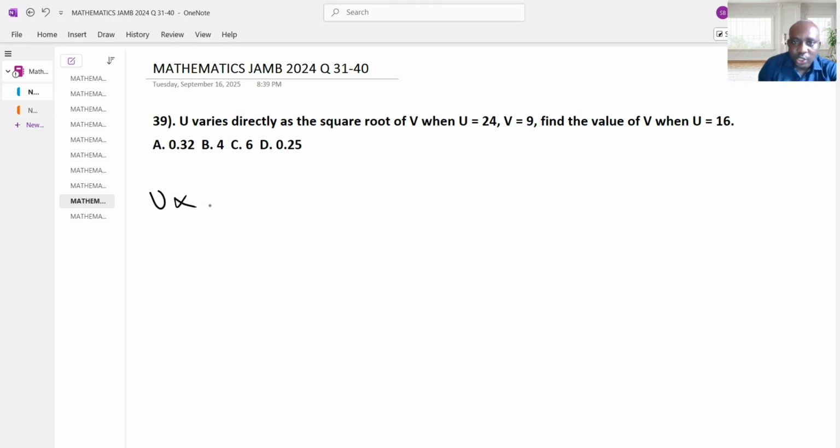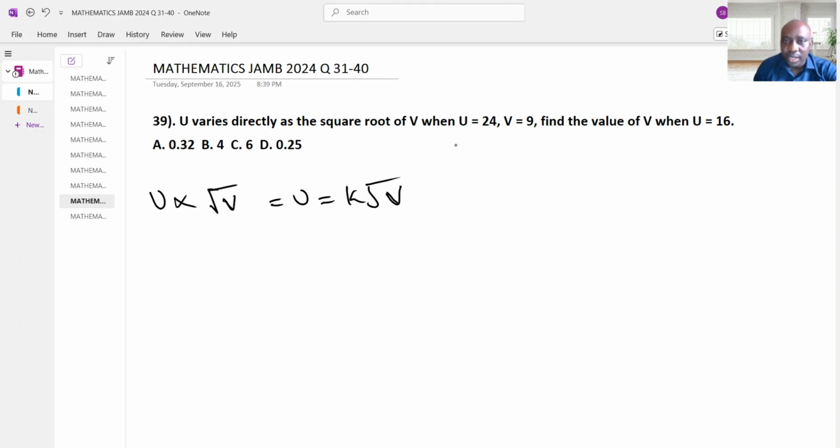directly with the square root of what? Square root of V. This is what we are going to use. And to change this sign to equal to, we are going to introduce a constant, which is K. U equals K square root of V.